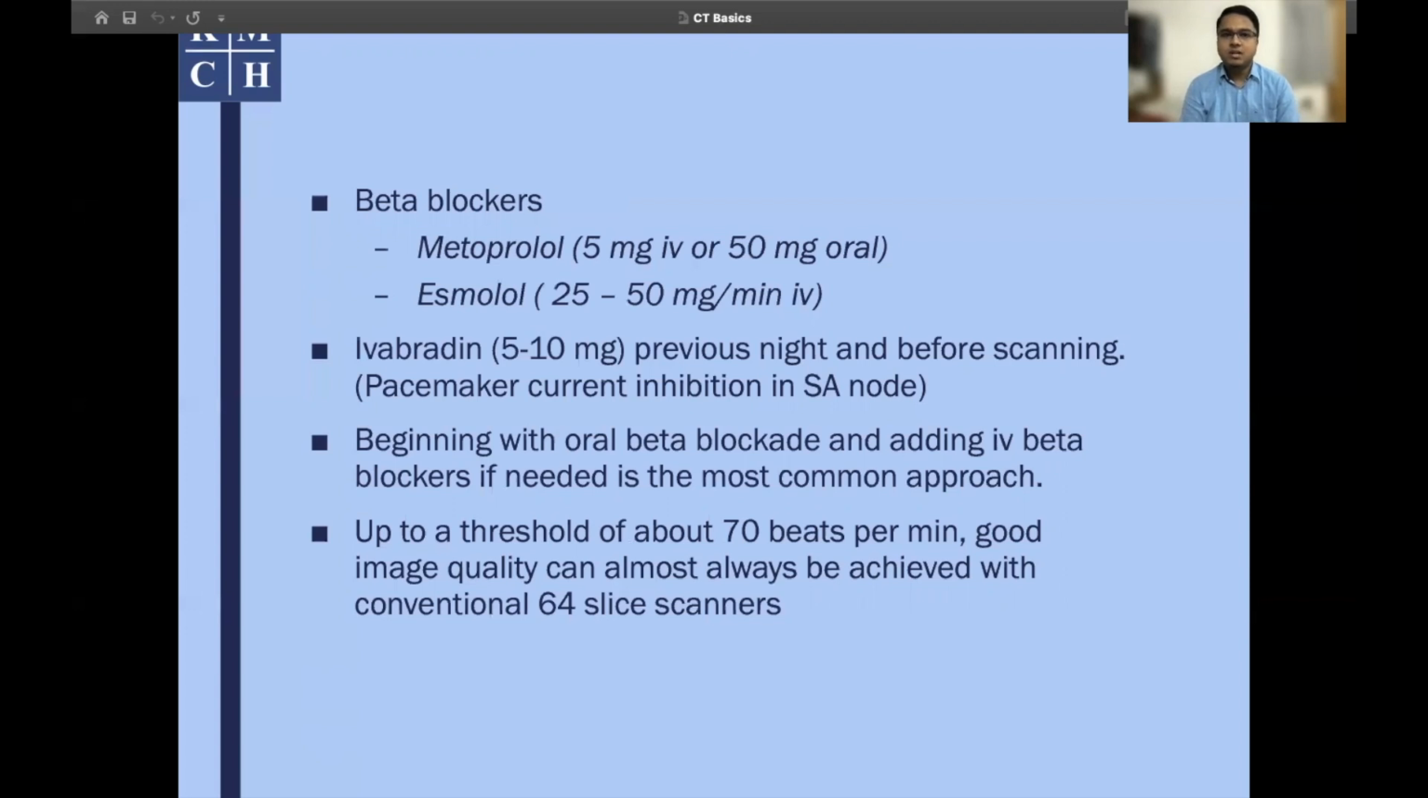So it can be given in elective coronary angiogram patients the night before the scan and in the morning of the scan. Beginning with oral beta blockade, and if it is not controlled, then switching over to IV beta blockers is the most common approach. At a threshold of up to 70 beats per minute of heart rate, you can almost always get good quality scans with a conventional 64 slice scanner.